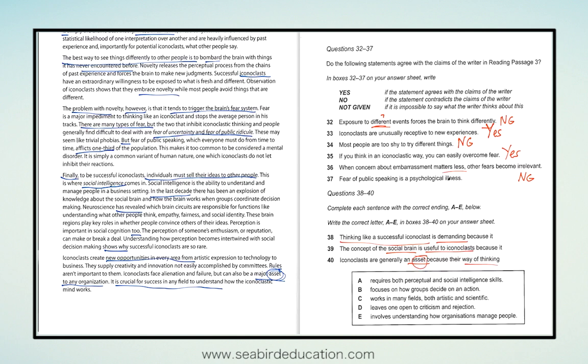Fear of public speaking is a psychological illness. Is not. It is too common a variant. No. Oh, where is it? Too common to be considered a mental disorder. So this is no. Right. Thinking like a successful iconoclast is demanding because it leaves one open to criticism and rejection. I think that's right. A major impediment to thinking like an iconoclast stops the average person. Two that inhibit people who generally find it difficult: fear of uncertainty and fear of public ridicule.